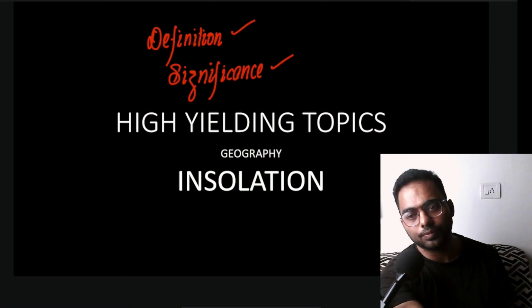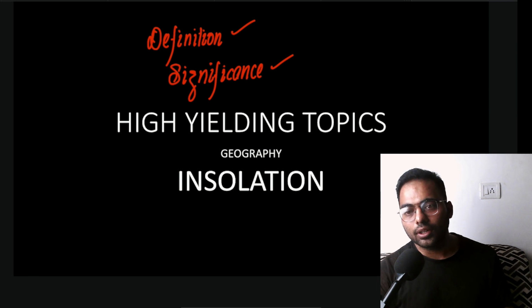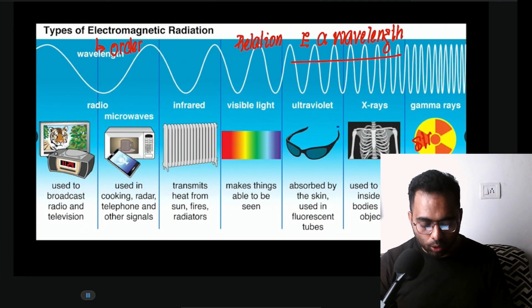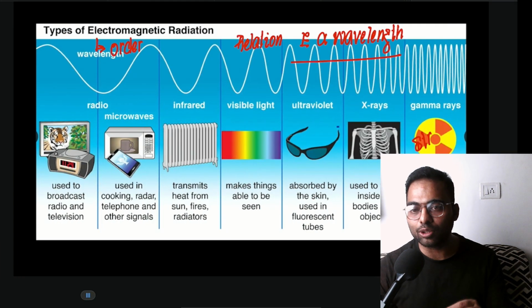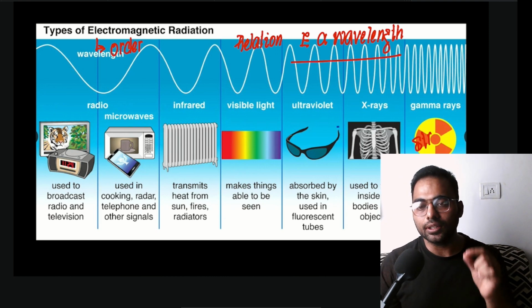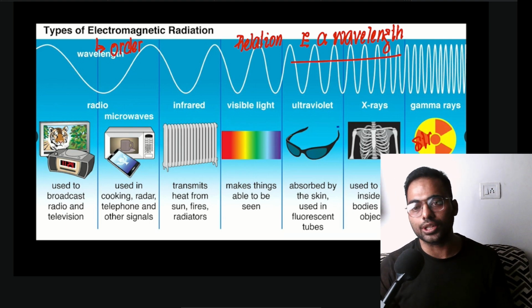We are in geography और अभी देखेंगे insolation. We'll begin our discussion with definition and then its significance. Then we'll understand the types of electromagnetic radiation और एक बहुत important relation है between the energy and the wavelength of a wave. उसको समझने की कोशिश करेंगे.